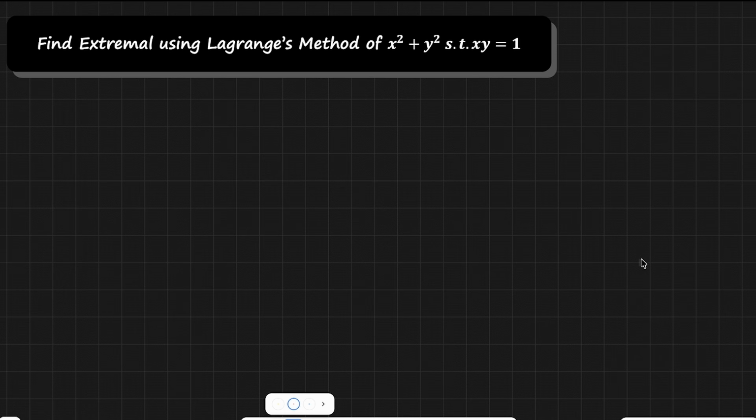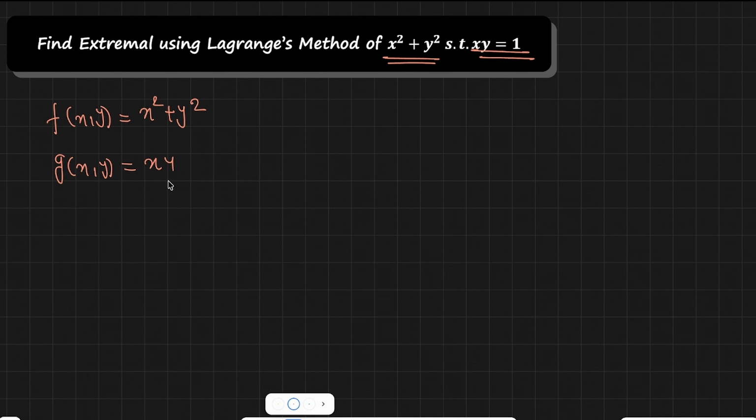So first of all, which one is f(x) and which one is g(x)? This function is f(x). So f(x, y), we are finding the extremal for this function, that is x² + y², subject to one condition. So this will be your g(x, y), that is xy = 1, or I can simply write xy − 1 = 0. This is your g(x). Now what to do?